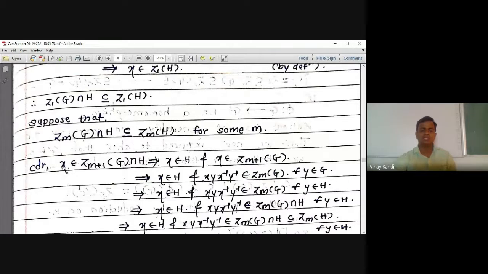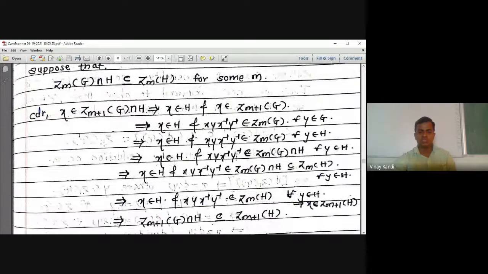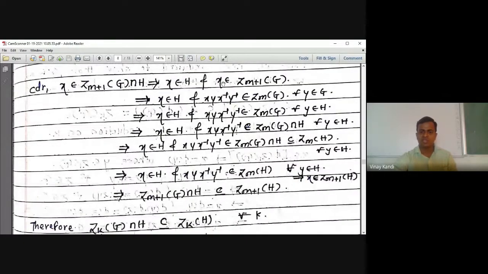What does it mean? What does it imply? It implies x belongs to H and also x belongs to Zm plus 1 of G. Okay, put x belongs to H as it is here. So what is the definition of x belongs to Zm plus 1 of G? It means that x inverse y inverse belongs to Zm of G for all y belongs to G. Okay, this is the definition. It implies that x belongs to H and x inverse y inverse belongs to Zm of G for all y belongs to H. It is true for every element of G, so it must be true for every element of H. Why? Because H is a subgroup of G.